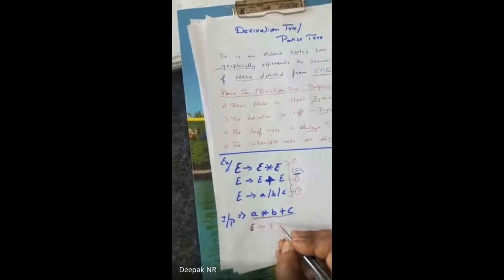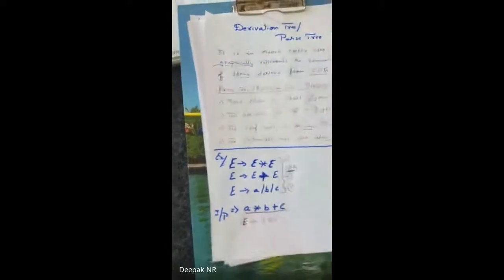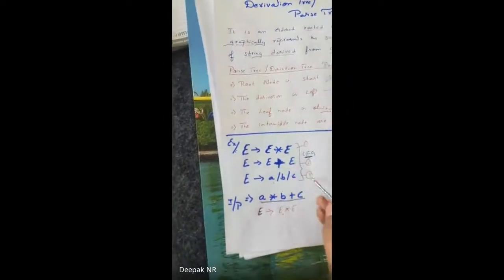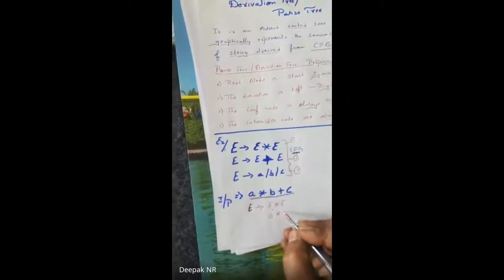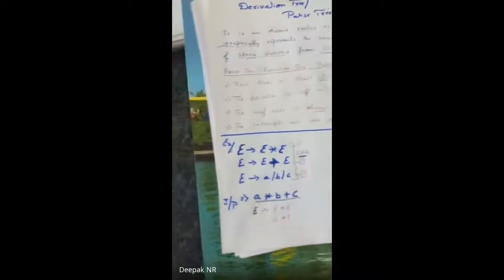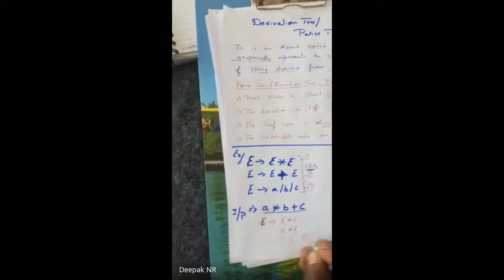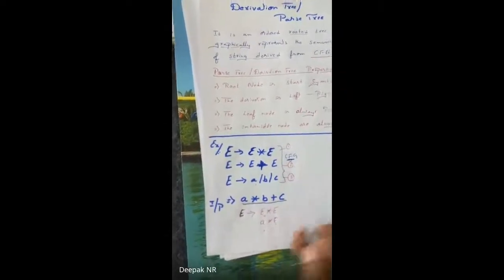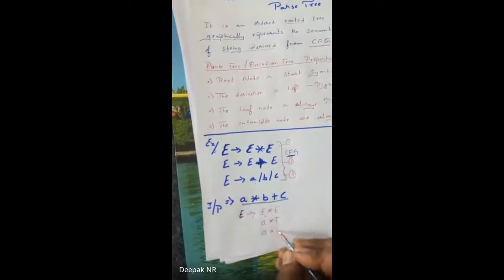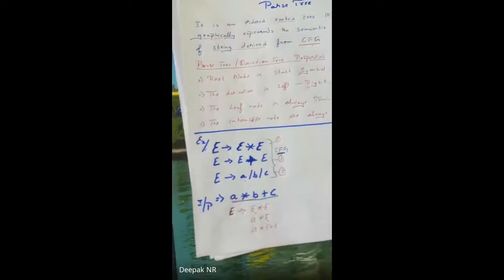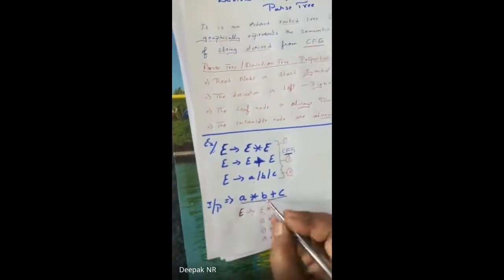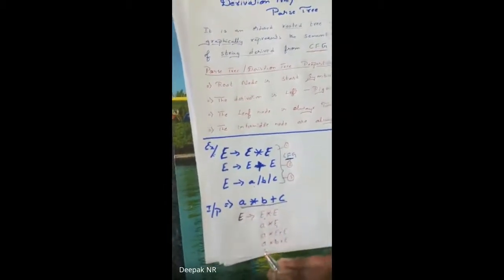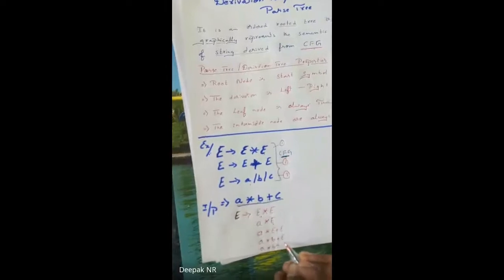I will write here E star E. Clear? Now what should be my first symbol? My first symbol should be A, so I use equation number 3 and write A star E. Now again, for this E, I need B plus C. To get the plus symbol, I take equation number 2, so I write A star E plus E. Again, after A star, I need B, so I use equation number 3: B plus E. Again, A star B plus C.